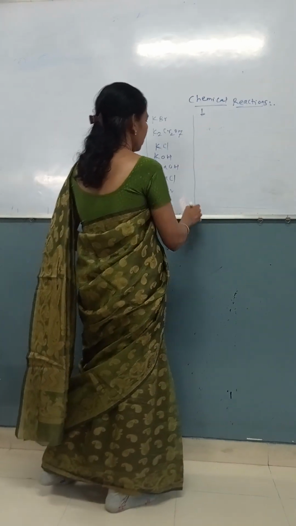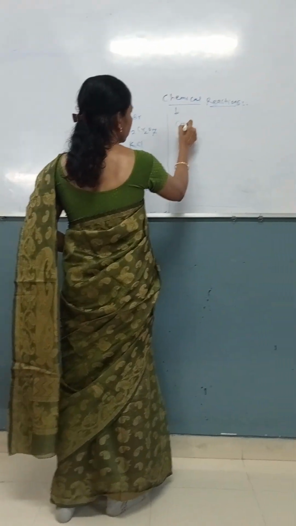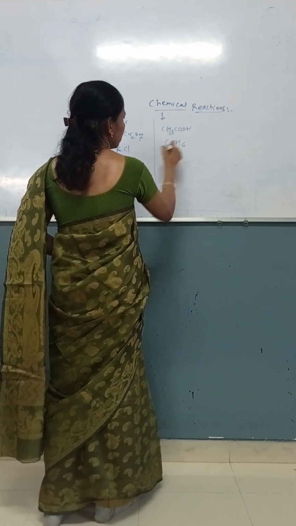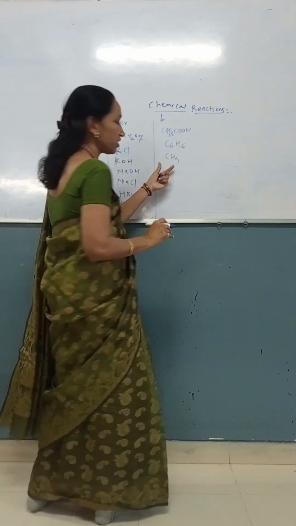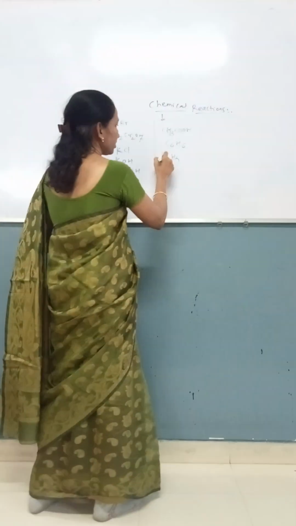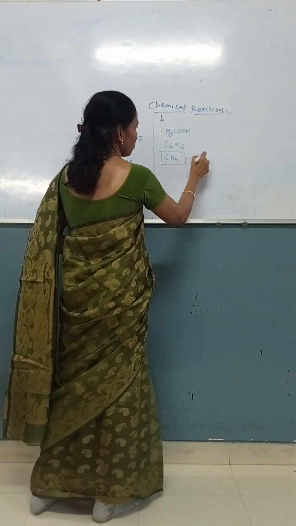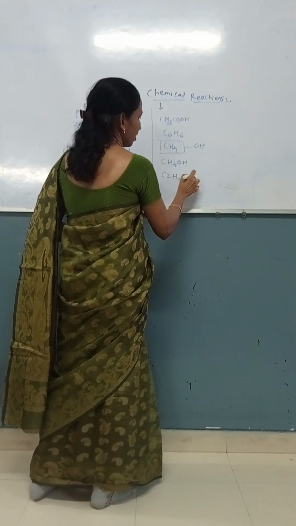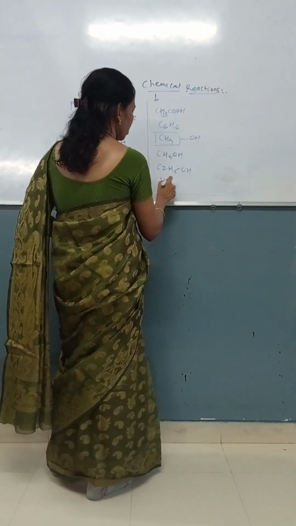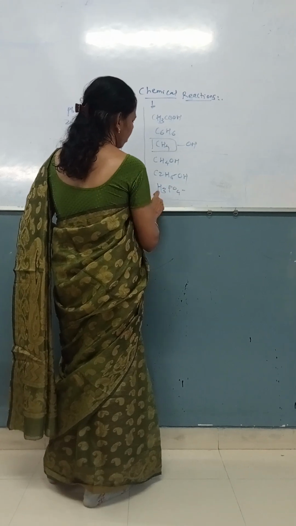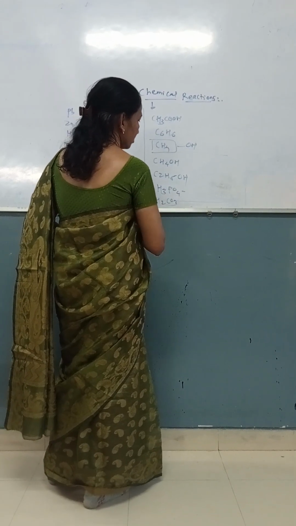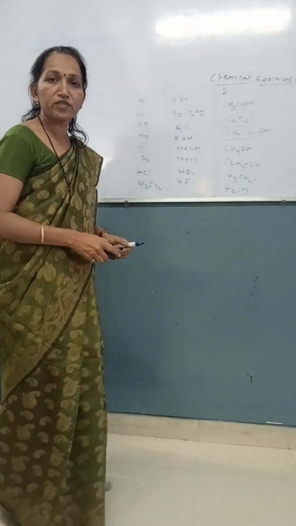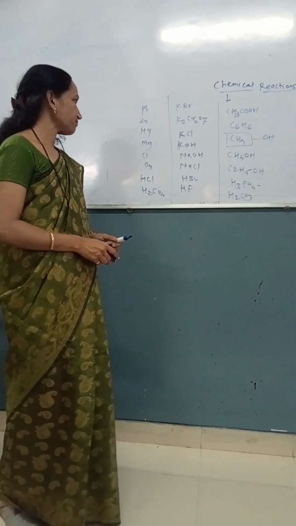Then other formulas are CH3COOH. This is the formula of acetic acid. C6H6. This is the benzene. CH4 is the methane. Methyl group. And when this methane is attached with a hydroxyl group, there is a formation of methyl alcohol. Then C2H5OH is the ethyl alcohol. Then H3PO4, this is the phosphoric acid. H2CO3, this is the carbonic acid. Remember all these formulas that are useful for solving the different types of chemical reactions.